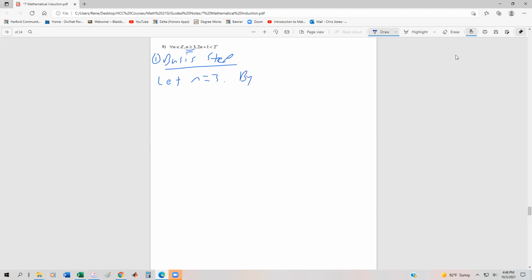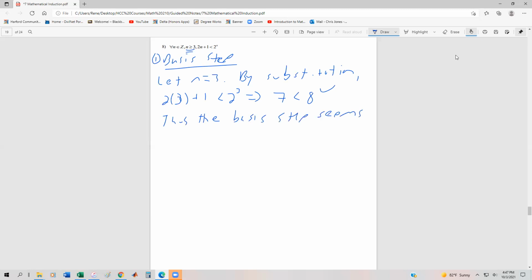By substitution, we get 2 times 3 plus 1 is less than 2 cubed, which is the same as saying 7 is less than 8. And that's certainly a valid statement. So it seems that the basis step holds for small values of n.